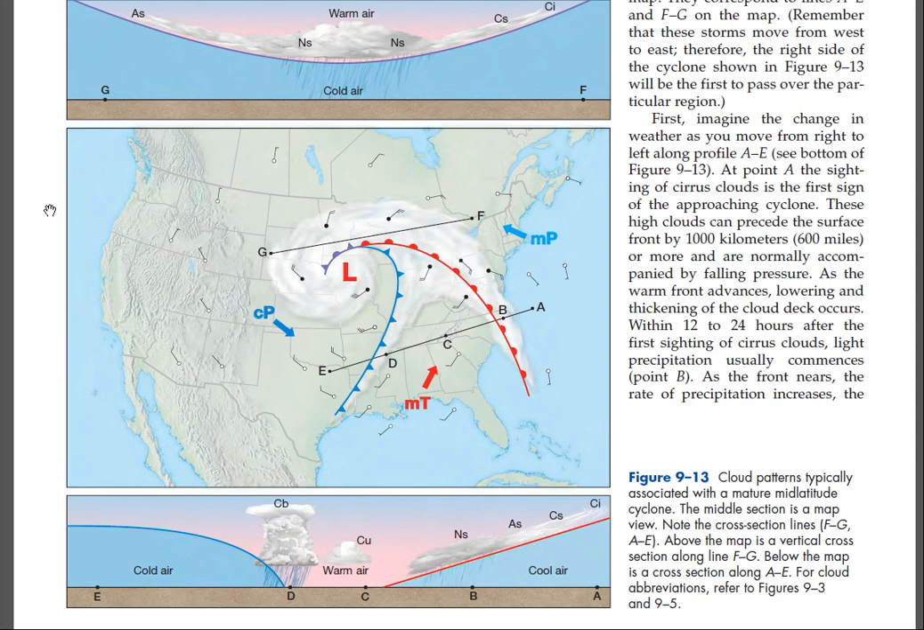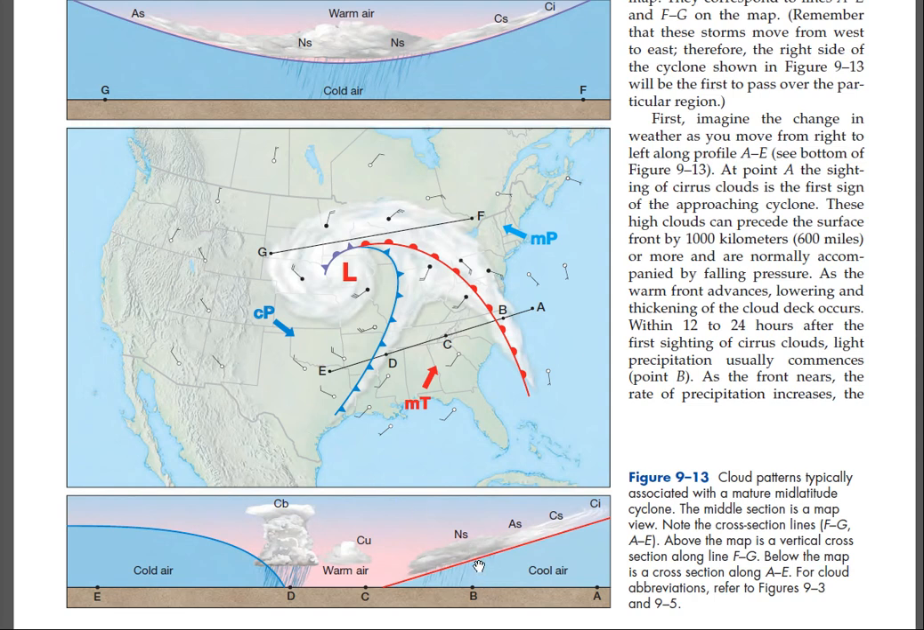First, imagine the change in weather as you move from right to left along profile AE, see bottom of Figure 9.13. At point A, the sighting of cirrus clouds is the first sign of the approaching cyclone. These high clouds can precede the surface front by 1,000 km or more and are normally accompanied by falling pressure. As the warm front advances, lowering and thickening of the cloud deck occurs. Within 12 to 24 hours after the first sighting of cirrus clouds, light precipitation usually commences, point B.